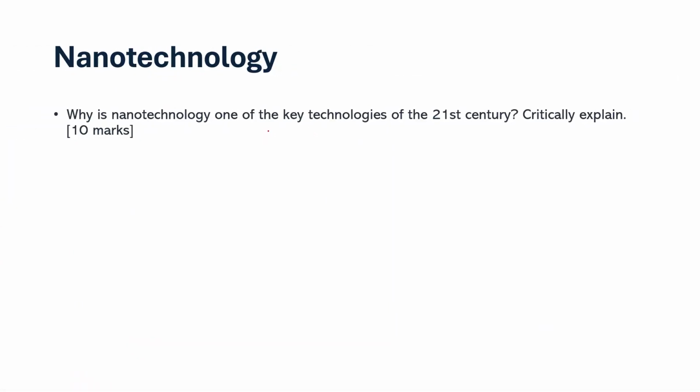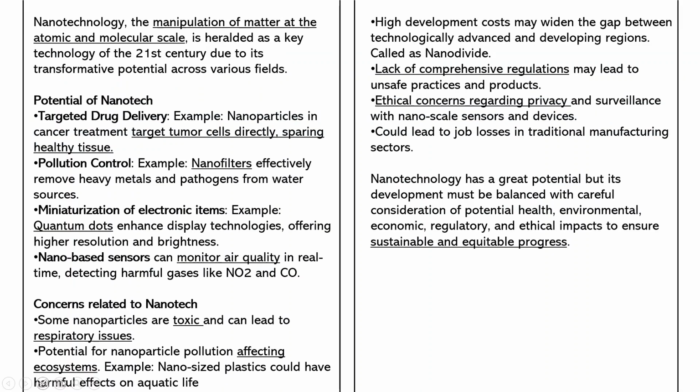Alright, so let's discuss a question on nanotechnology. Why is nanotechnology one of the key technologies of the 21st century? Critically explain. Alright, so let's try and answer this. Of course, the structure is going to be very simple. First, you explain what is nanotechnology in the introduction. It's the manipulation of matter at atomic and molecular scale, and it is heralded as one of the key technologies due to its transformative potential.